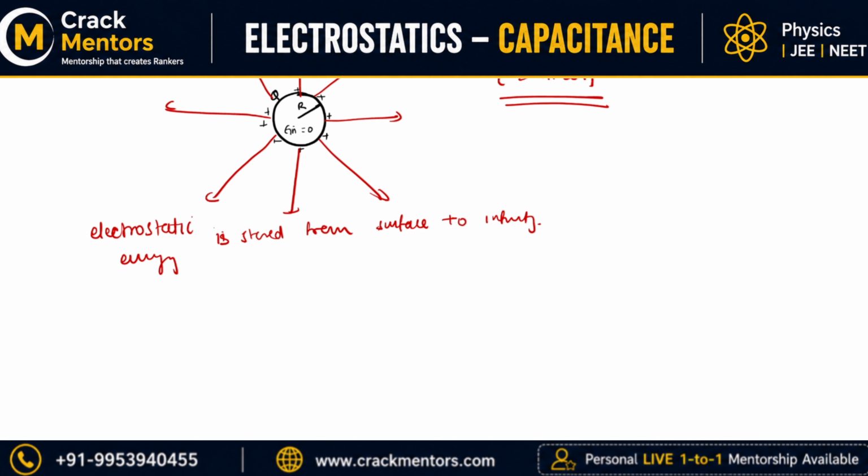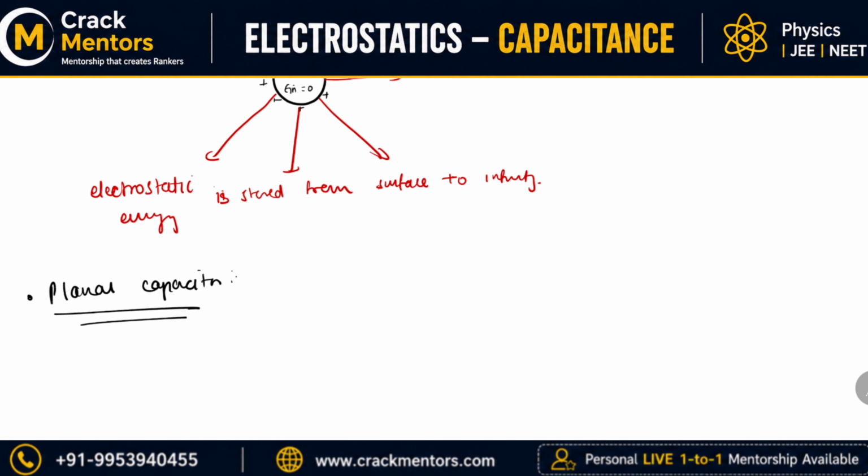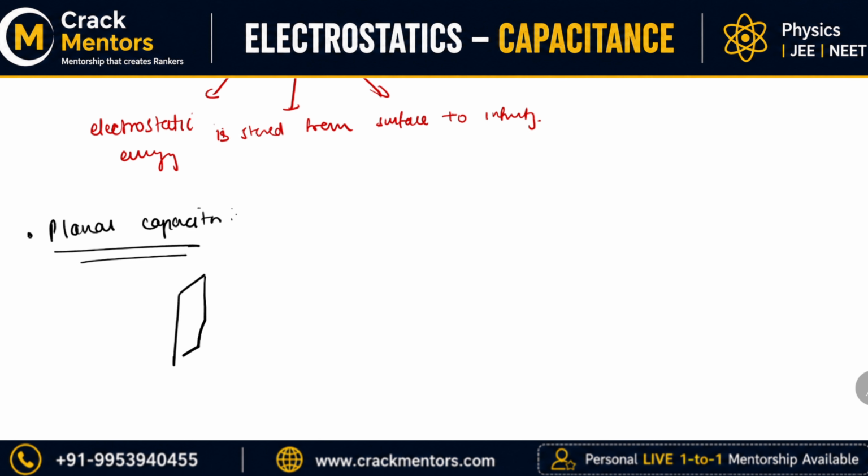Got it, guys? What happens if I take a planar capacitor? What does a planar capacitor mean? A planar capacitor means I have a plane sheet. This is my plane sheet, carrying the charge q, and the area is a. At a certain distance from this, the value of the electric field is simply sigma by epsilon. This is the direction of the electric field. So this is also useless.